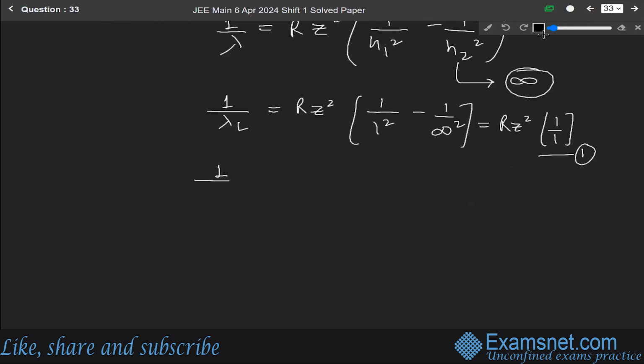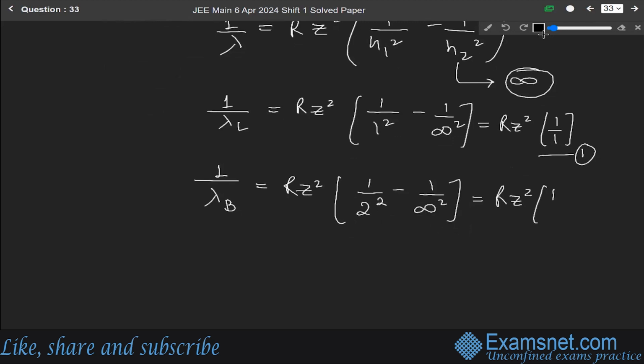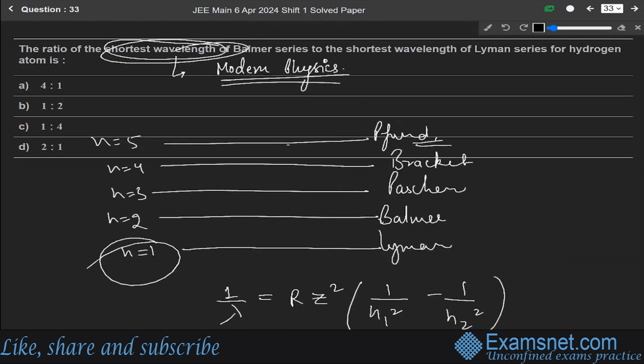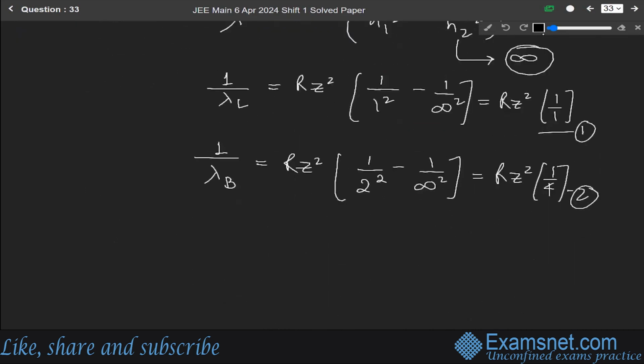And for Balmer series, we can write 1 over lambda B is equal to RZ square. 1 over, for Balmer series n is equal to 2. So 1 over 2 square minus 1 over infinity square, it will become RZ square over 4. Let us say this is equation 2. So we have to find the ratio of Balmer to Lyman.